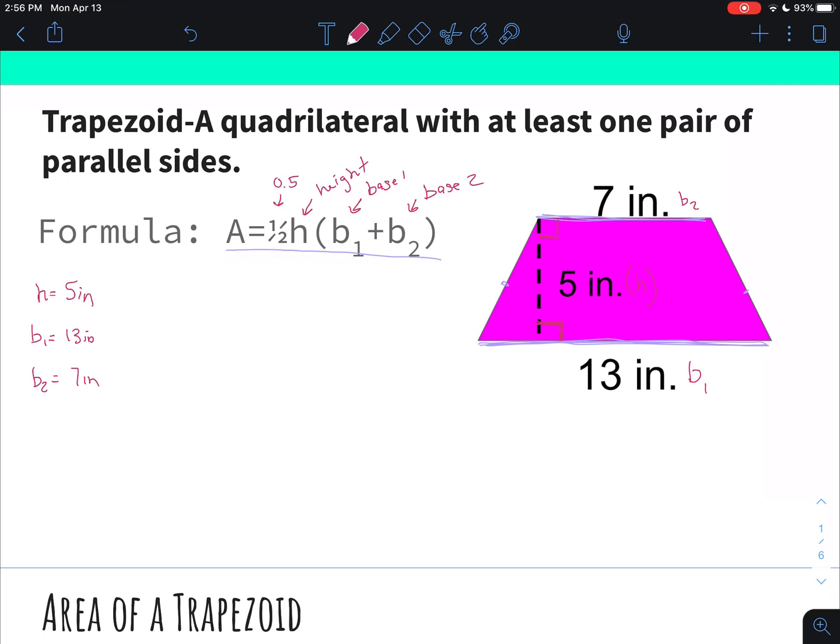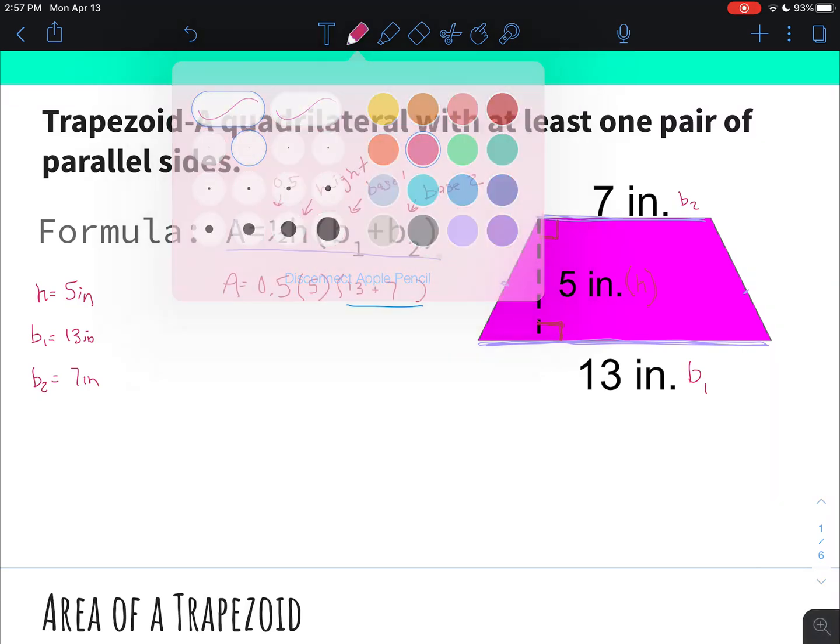So we need to find the area of our trapezoid, so we're going to plug everything we know into our formula. So A is the area, that's what we're looking for, so that stays the same. 1/2, I'm going to write 0.5 just to help you out, and so you can punch it right into the calculator. But now our 0.5, or 1/2, is being multiplied to our height, which we know is 5. And then we have to multiply that to the sum of our two bases. So 13 and 7 are our two bases. So we have to follow order of operations. So we are going to do our parentheses first.